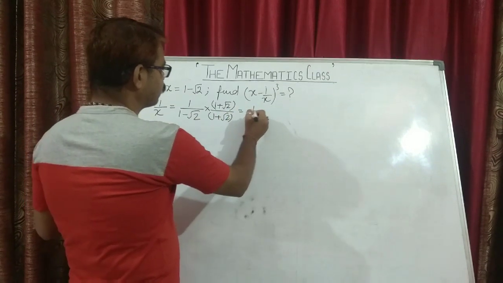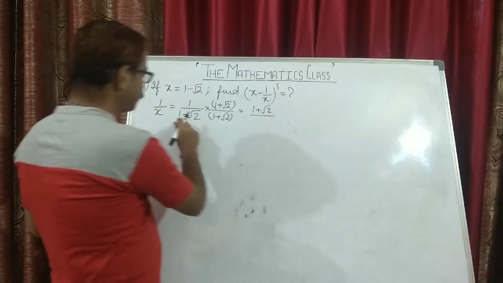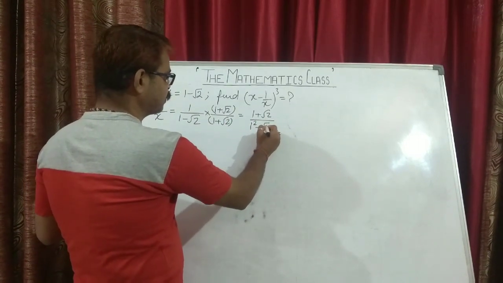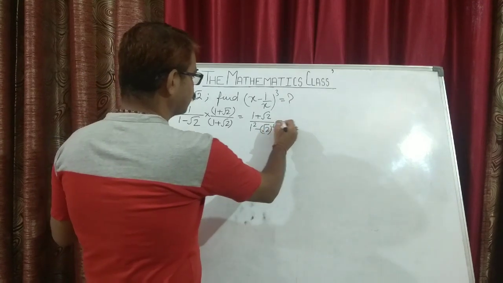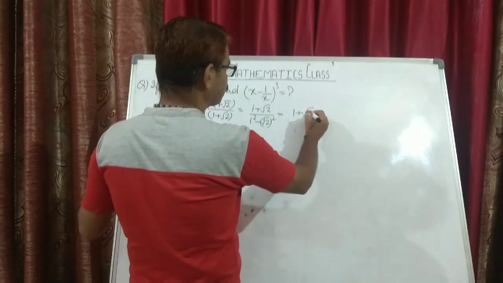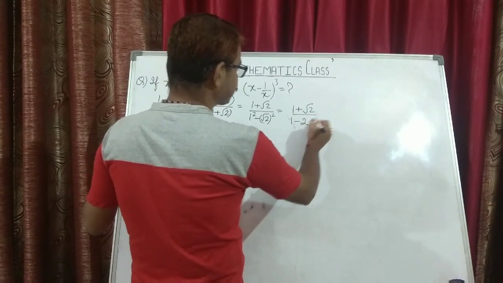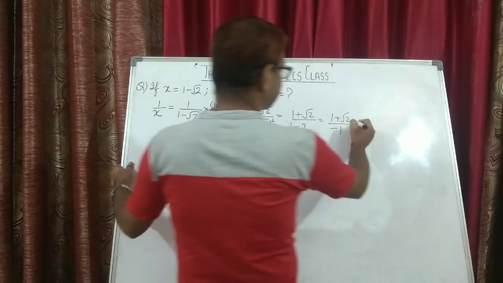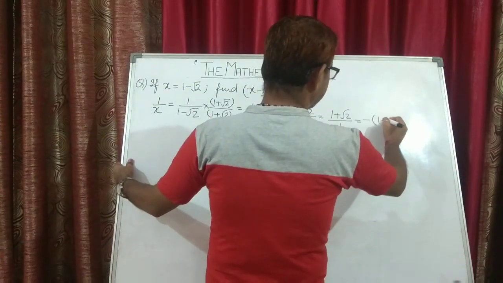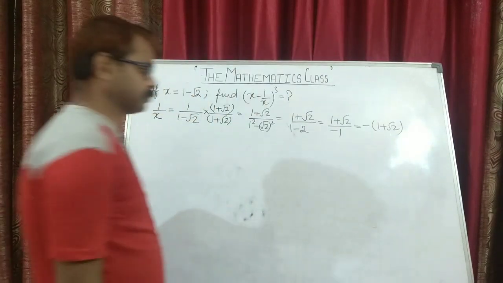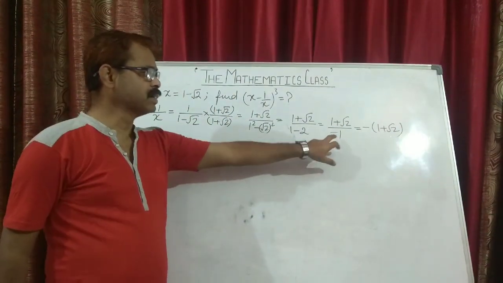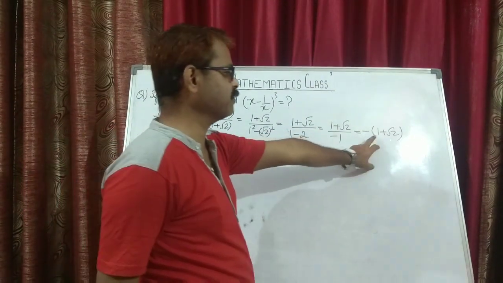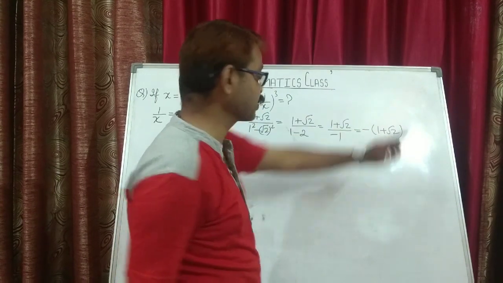So it will be 1 plus root 2 upon a minus b into a plus b, which is a square minus b square. So you will be getting 1 plus root 2 upon 1 minus 2, that is 1 plus root 2 upon minus 1, or this can be written as minus times 1 plus root 2. 1 minus 2 is minus 1. Since minus is in the denominator, we put it in the numerator and we remove the 1. So it is minus of 1 plus root 2.